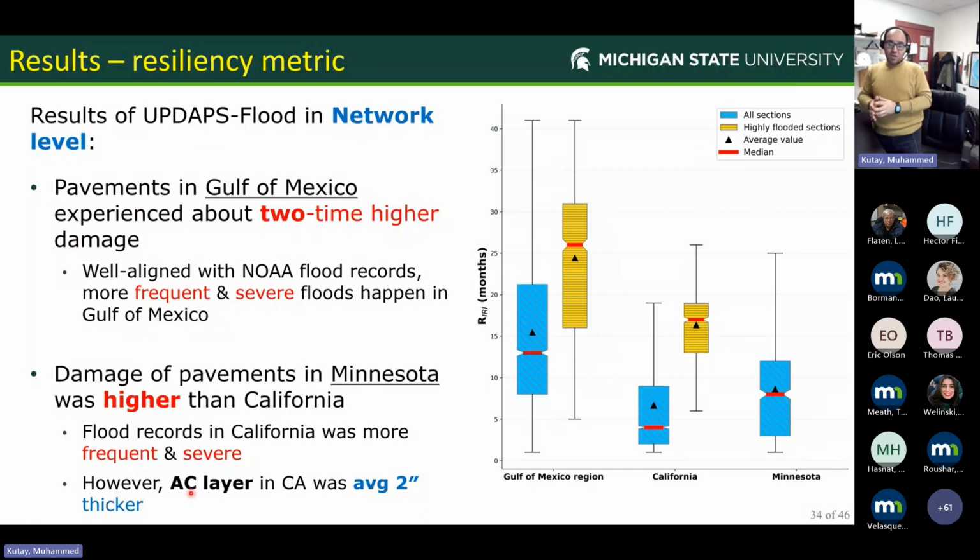So that's one of the reasons why they are more resilient against flooding, although they are experiencing more severe flooding. And this is one of the corrective actions that we are investigating later for the whole network as well.